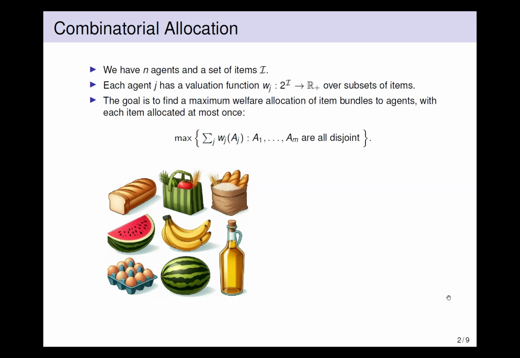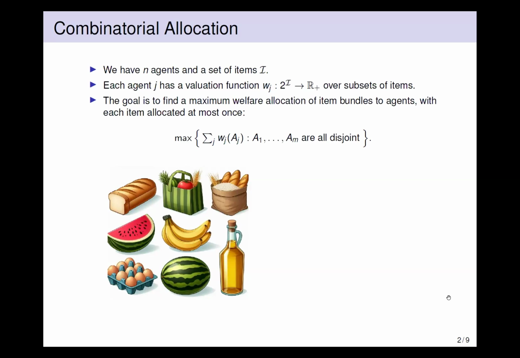Meaning I will pick subsets of items and assign these subsets to the agents in order to maximize the total weight. But I have one constraint, which is that they should all be disjoint. What does it mean? It means that every item is allocated only once, so I cannot allocate an item more than once.